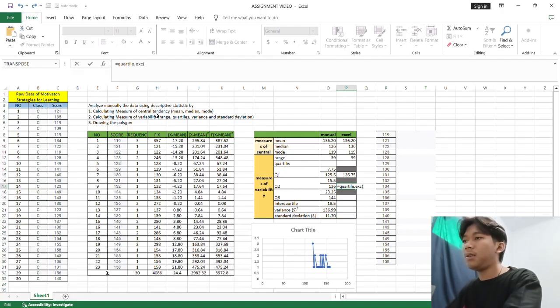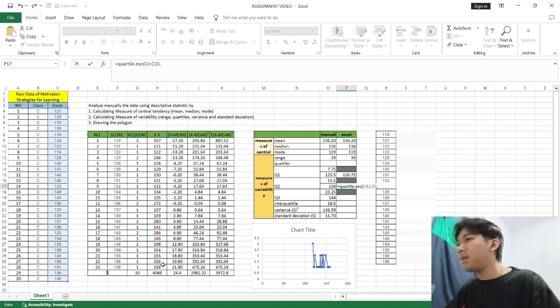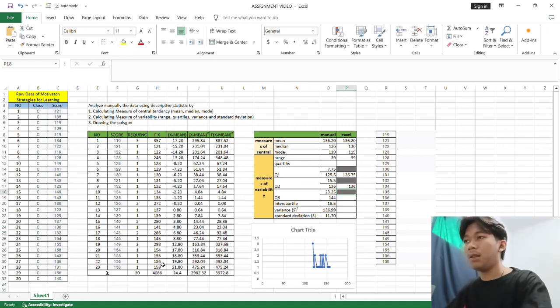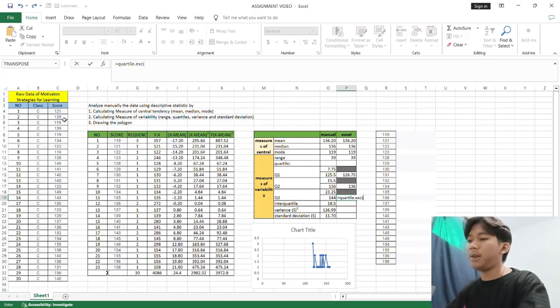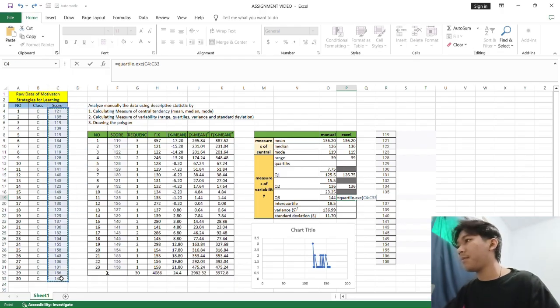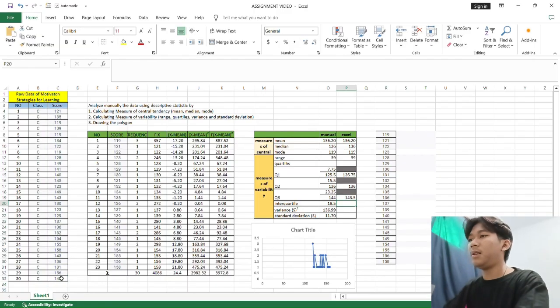Quartile, put the bracket, and then hit the comma button and then number 2 for the second quartile. Then for the third quartile it's going to be the same. Quartile, put the bracket, select the data, hit the comma button, and then add number 3.